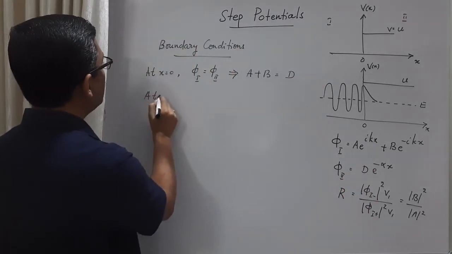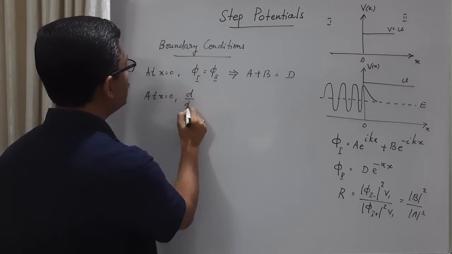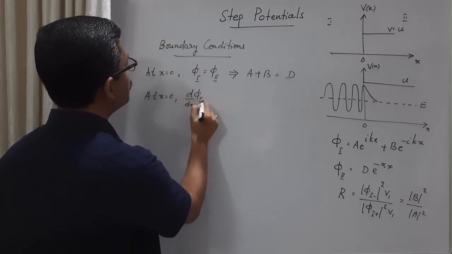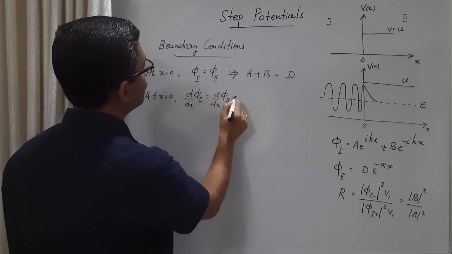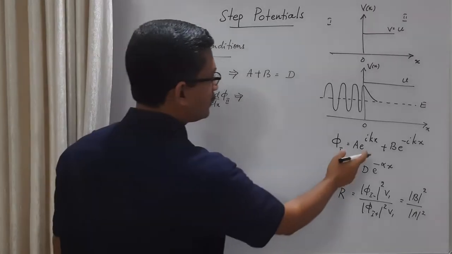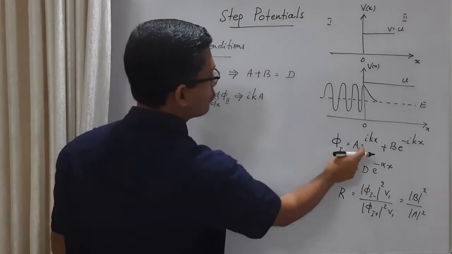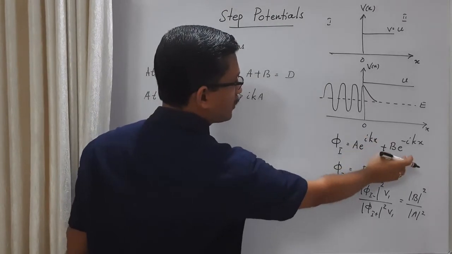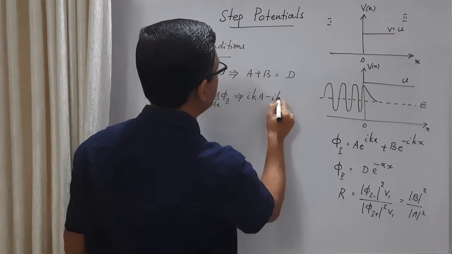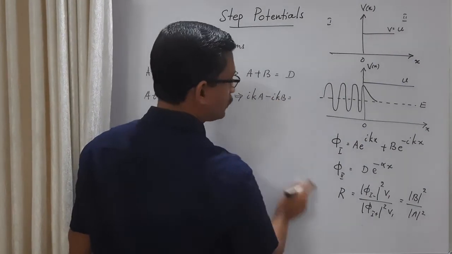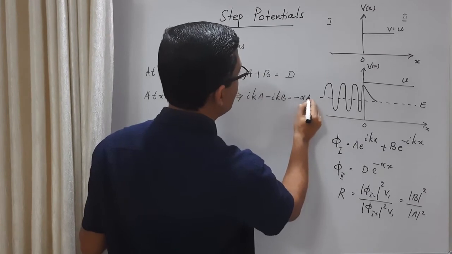Similarly, at x equal to 0, the second boundary condition is that the derivative of phi1 should be equal to the derivative of phi2, the space derivative. So what is the derivative of phi1 here? i k a. At x equal to 0 the exponential part will be 1, and then next is minus i k b, which is equal to, the derivative here, minus alpha d.